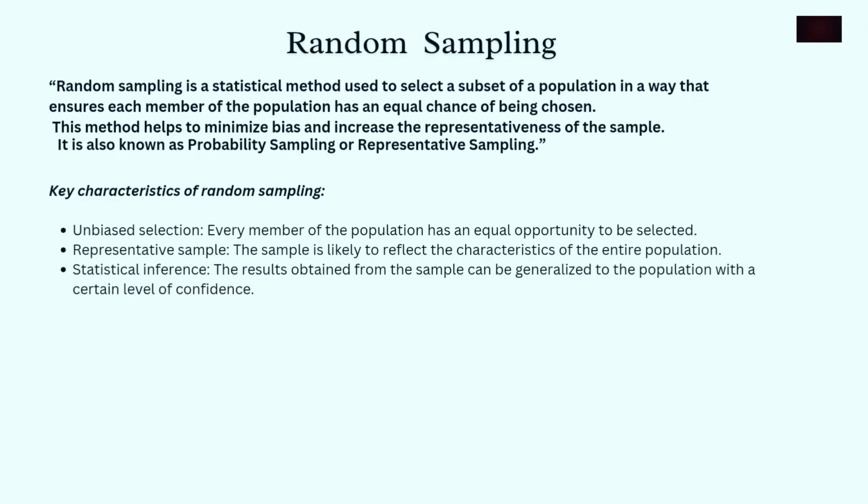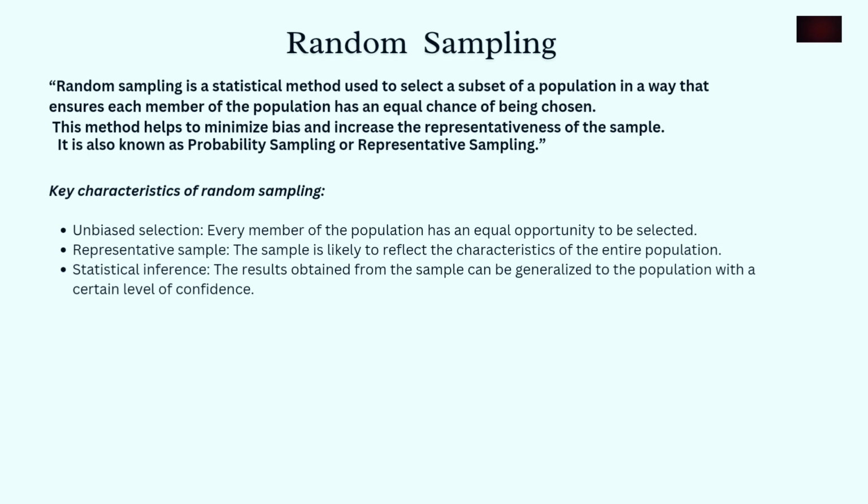What is random sampling? Random sampling is a statistical method used to select a subset of a population in a way that ensures each member of the population has an equal chance of being chosen. This method helps to minimize bias and increase the representativeness of the sample. It is also known as probability sampling or representative sampling.